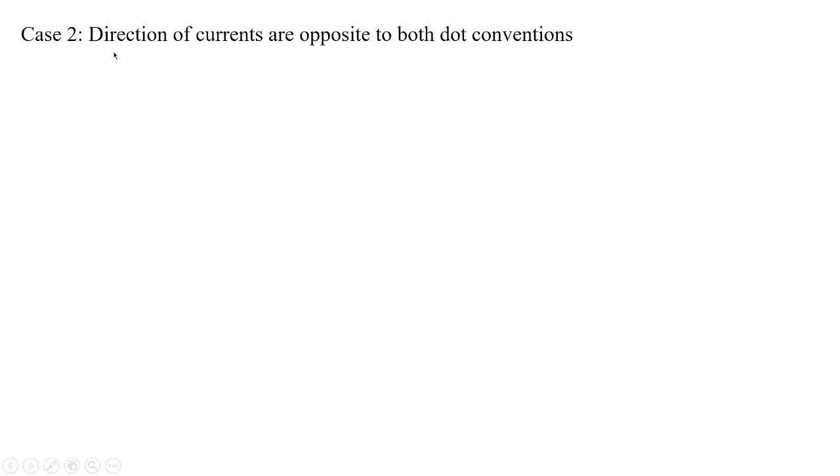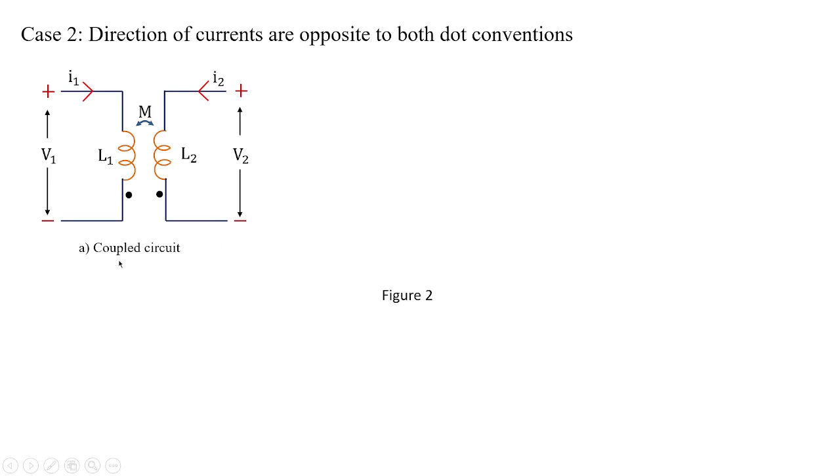Let us go with case 2, where the directions of the currents are opposite to both dot conventions. For example, in figure 2a, a coupled circuit, the direction of the current is from top to bottom. On the secondary circuit also, the direction of the current is from top to bottom, whereas the dots are placed opposite to the coil current conditions. Both are opposite. In the primary case, we have seen both dots placed on the top of the coils. Here the dots are placed on the bottom of the coils.